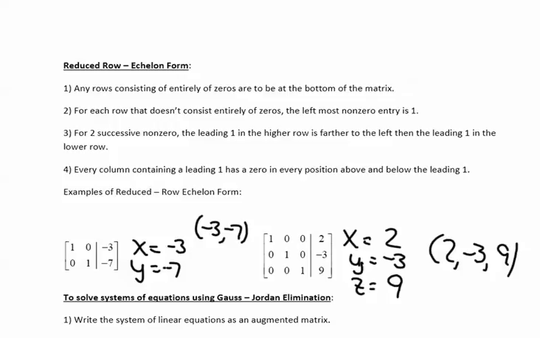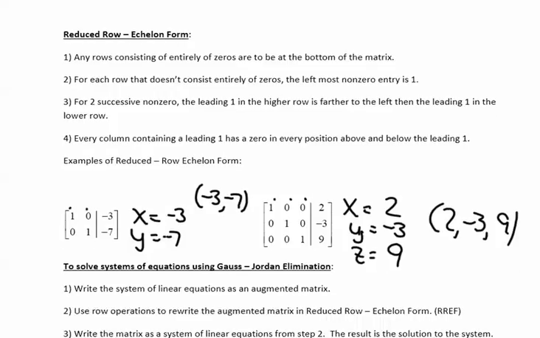So examples of reduced row echelon form. Notice, in each column you have 1s and then 0s everywhere else. So if we're dealing in terms of x's and y's, we know x is -3 and y is equal to -7. For our other example, notice here, 1, 0s everywhere else. 1, 0s everywhere else. The 1 where it belongs, and 0s everywhere else. So in terms of x, y, and z, I know my solution is 2 and -3 and 9.